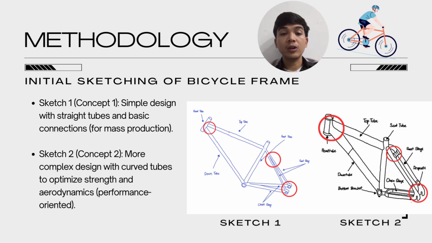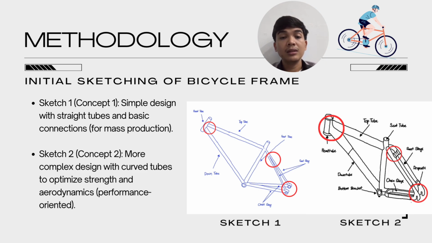Next, let's go to concept 2. The name of concept 2 is curved tube frame. In this concept, the bicycle frame includes curved or slightly bent tubes. The shape helps to better distribute stress throughout the frame, reducing the concentration of stress at a single point. Curved tubes can also absorb impact more smoothly, which makes the ride feel more comfortable.